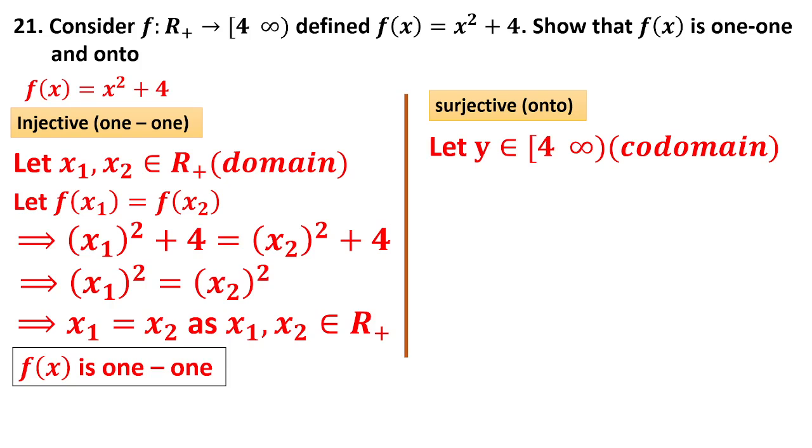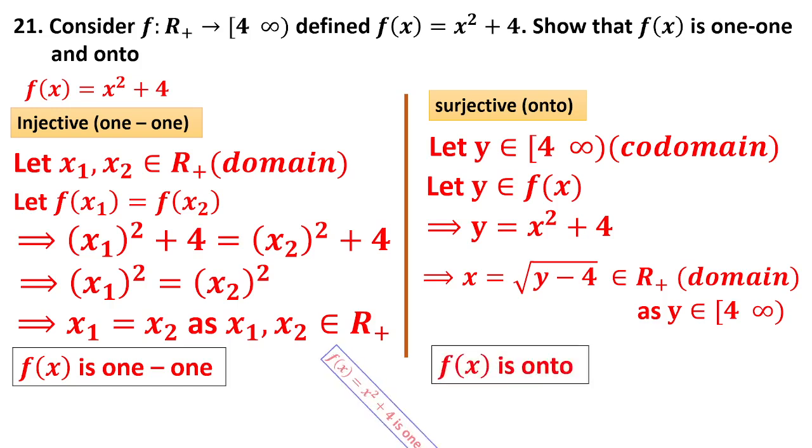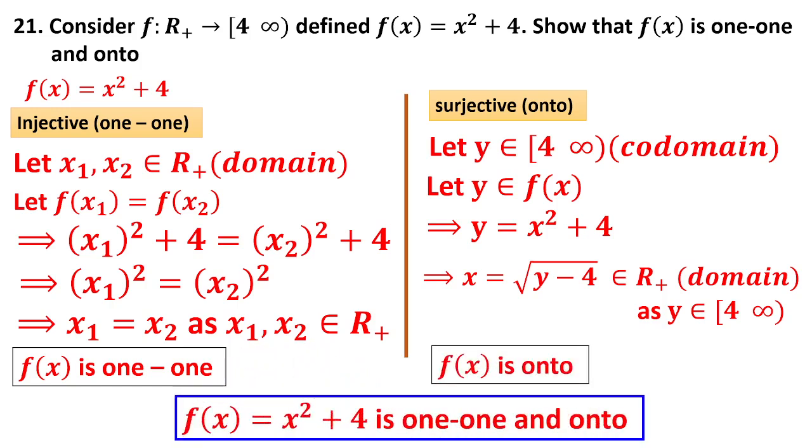Y is given as 4 to infinity. Check out, y is a real number greater than or equal to 4. Therefore y is equal to f of x, and y is equal to x square plus 4, and x is equal to square root of y minus 4, and we have to check whether it is in the domain, that is, it is a positive real number, definitely, because y is a real number greater than or equal to 4. Therefore f is onto, therefore it is one-one and onto.